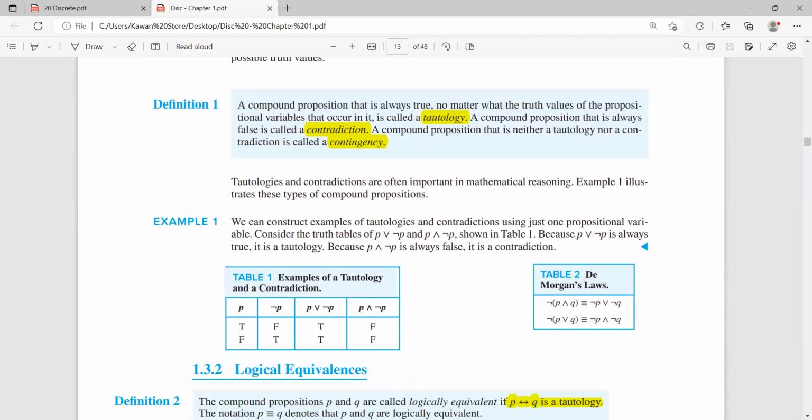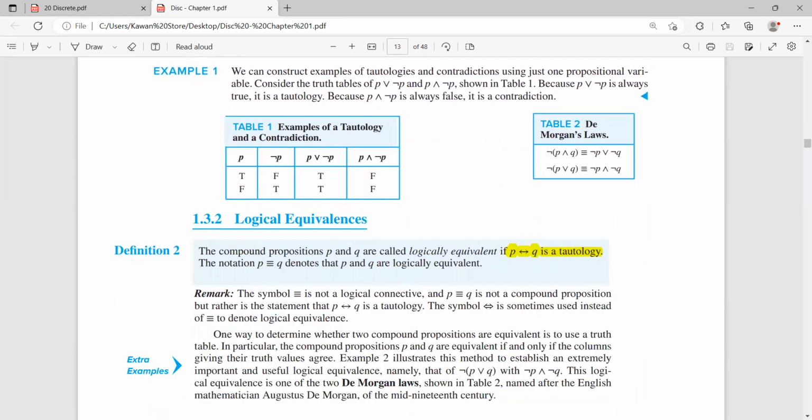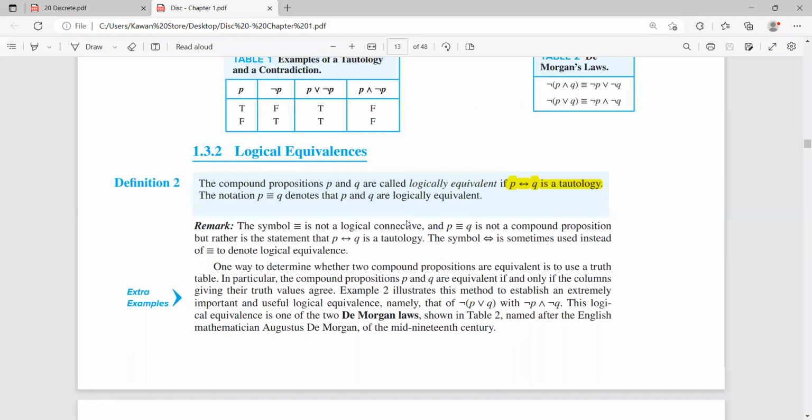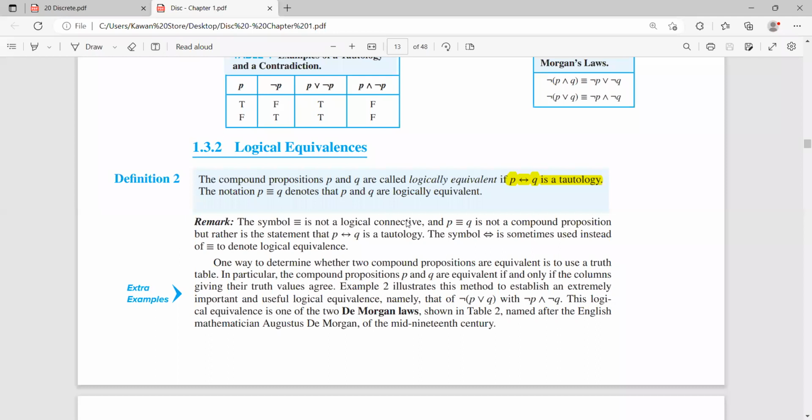Good. Now we have a tautology and we have a contradiction. How about a contradiction? If all are false. And for example, a simple example to understand: P and negation P will give you false. P or negation P will give you what? It will give you true. Good. So we have two things. Here's the definition of the tautology, and here you can see everything is clear.